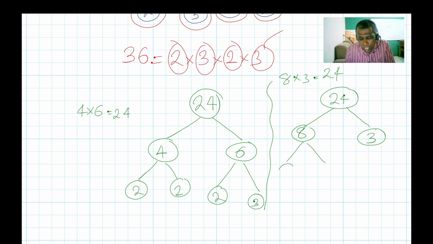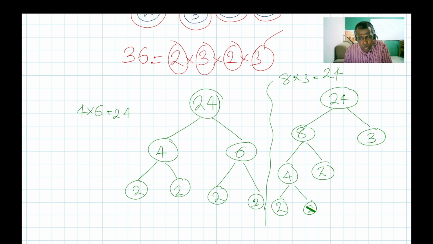8 can be made with 4 times 2. This 2 is already finished now. I will draw it again. It's 2. It's already finished now. But this 4 I can break further. How can I further divide 4? It's 2 times 2.